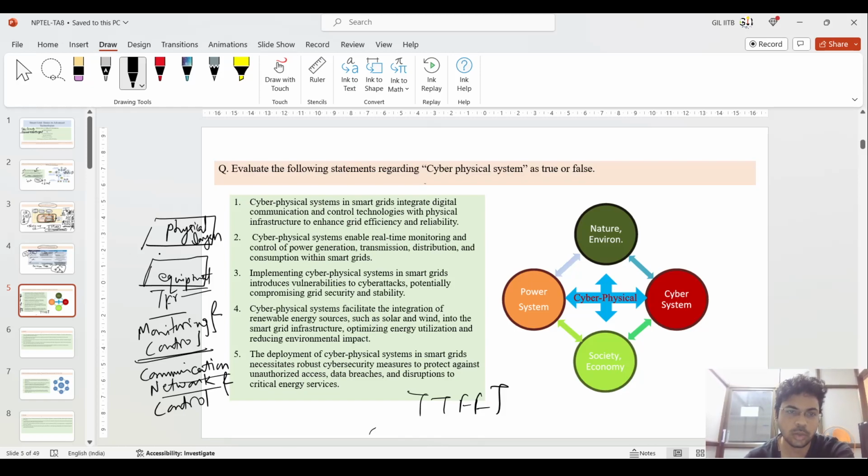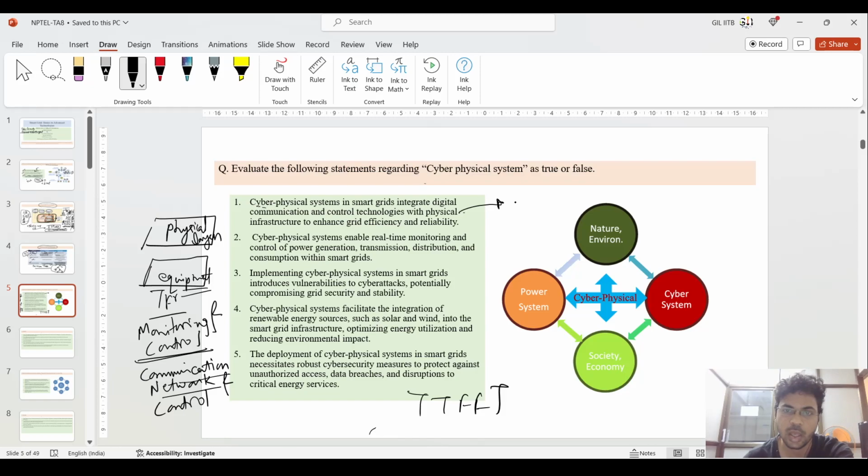Okay, so this kind of network is more prone to cyber security issues. So if you read the first statement, what it is saying is that the cyber physical system in the smart grid integrates the digital communication and control technology with the physical infrastructure to enhance the grid efficiency and reliability.